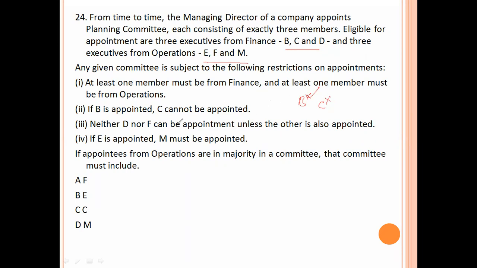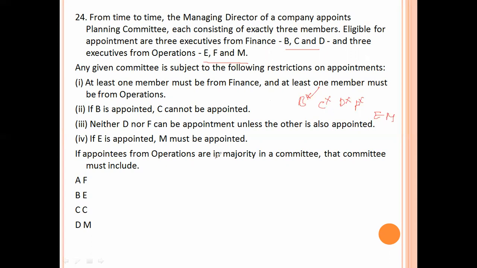Neither D nor F can be appointed unless the other is also appointed. D is not appointed, so F is also not appointed. If E is appointed, M must be appointed. Here E is appointed, so M is also appointed.